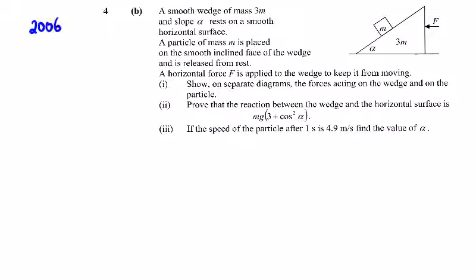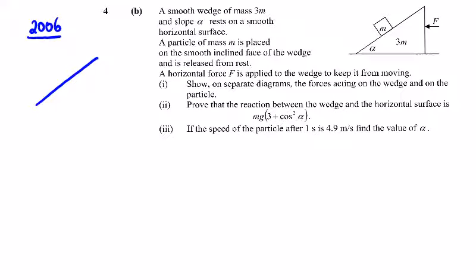2006. Question 4b. A smooth wedge of mass 3m and a slope alpha rests on a smooth horizontal surface. A particle of mass m is placed on the smooth inclined face of the wedge and is released from rest. A horizontal force F is applied to the wedge to keep it from moving. Show in separate diagrams the forces acting on the wedge and the particle.